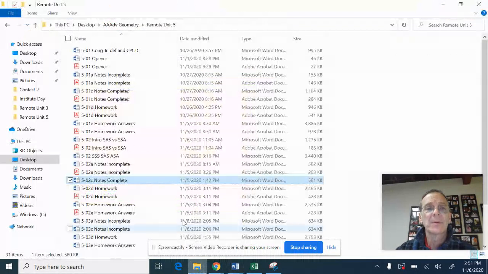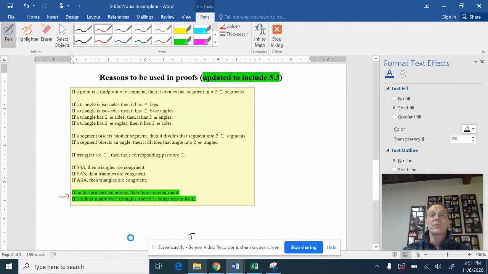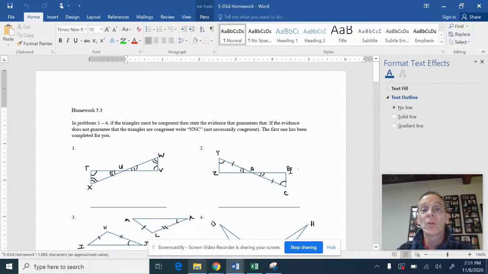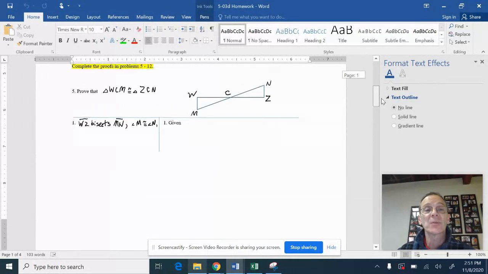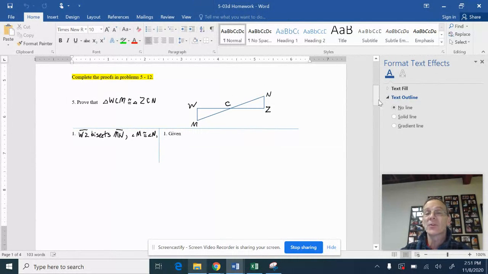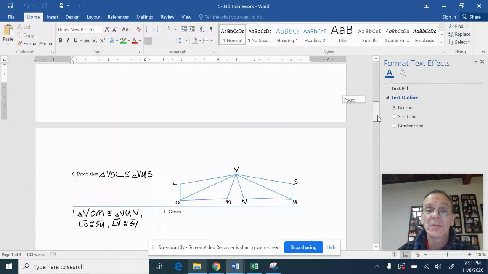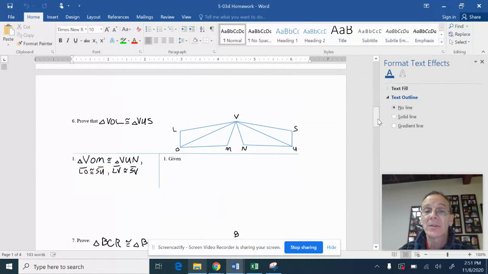I want to bring up the homework. Let's see. Okay, we're looking for vertical angles, or we're looking for a segment that is shared by two triangles. Here's where the proof problems start. Do you see any vertical angles in this diagram? Yeah, I do. You're going to need that new reason for that proof. You see any vertical angles in this diagram here, in this proof? No, there aren't any. Do you see any segments that are shared simultaneously by two triangles?